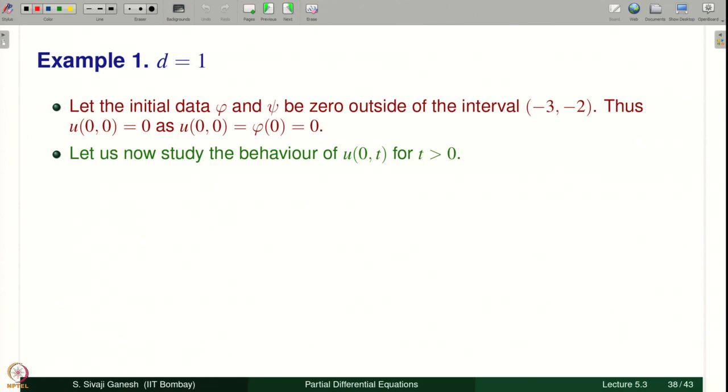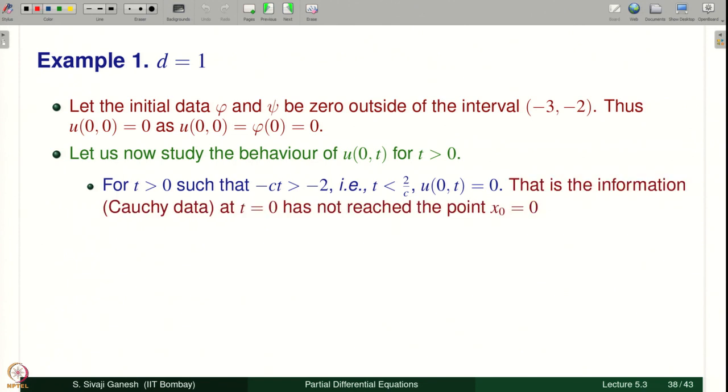Let us now study the behavior of u of 0, t. That means I am standing at x naught equal to 0, I want to study what happens for t positive. For t positive such that minus ct is bigger than minus 2, that is t less than 2 by c, u of 0, t will be 0. We will see this in a picture, it will be very easy.